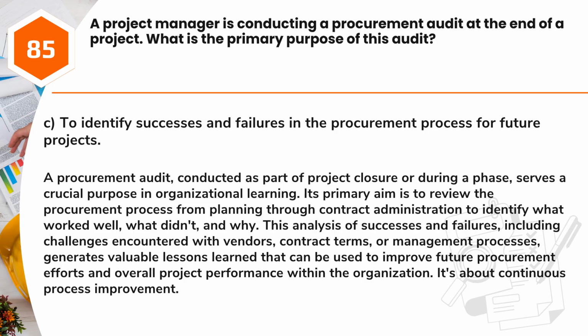Answer: C. To identify successes and failures in the procurement process for future projects. A procurement audit, conducted as part of project closure or during a phase, serves a crucial purpose in organizational learning. Its primary aim is to review the procurement process from planning through contract administration to identify what worked well, what didn't, and why. This analysis of successes and failures, including challenges encountered with vendors, contract terms, or management processes, generates valuable lessons learned that can be used to improve future procurement efforts and overall project performance within the organization. It's about continuous process improvement.